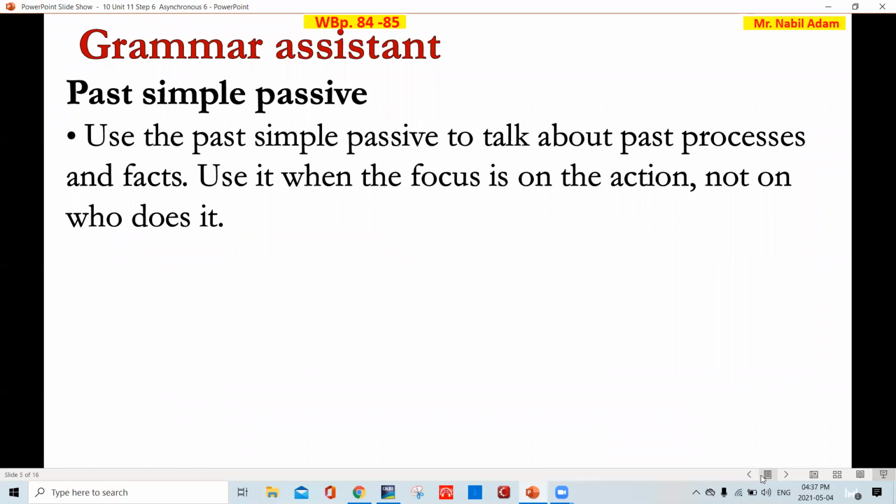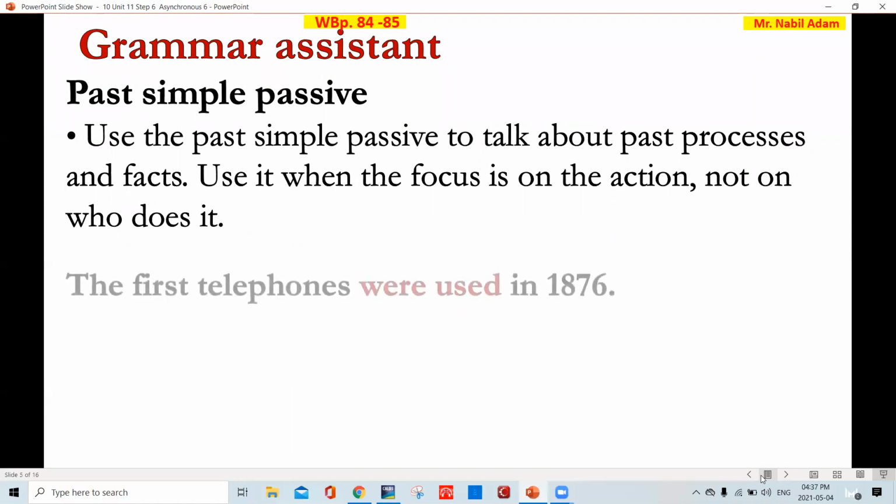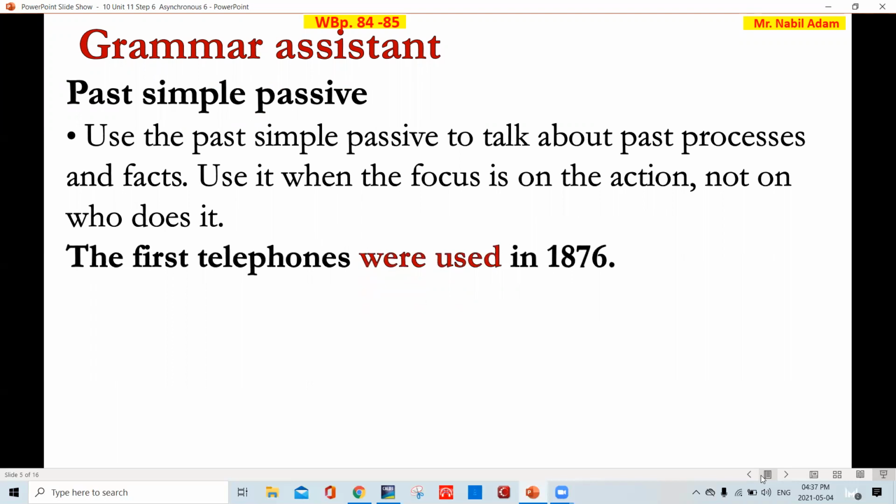Use the past simple passive to talk about past processes and facts. نستخدم الباسيف في الباست simple لما نتكلم على العمليات اللي هي تجارب أو الحقائق. When you talk about things that happen in the past, use it when the focus is on the action, not on who does it. يبقى التركيز على حدوث الفعل نفسه وليس على الفاعل. The first telephones were used in 1876. We have here a definite time, in 1876, were used because the subject or the object here is plural, telephones.